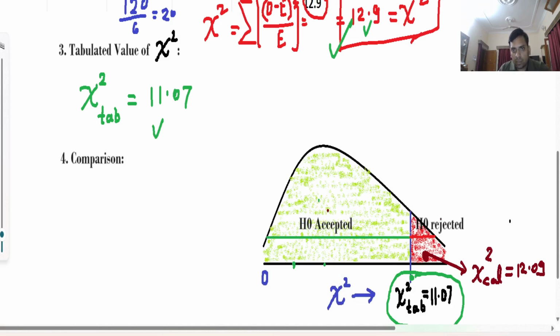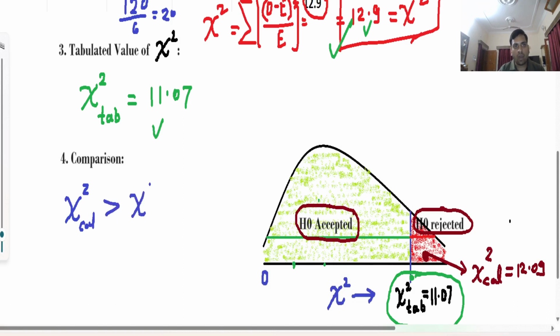This region is considered as the H0 accepted region, and this region is considered as the H0 rejected region. We have this value in the rejected region, so we can say our null hypothesis is rejected. If the chi-square value is less than 11.07, meaning chi-square calculated is in this region, then H0 is accepted. On comparison, the chi-square calculated value is greater than the chi-square tabulated value.